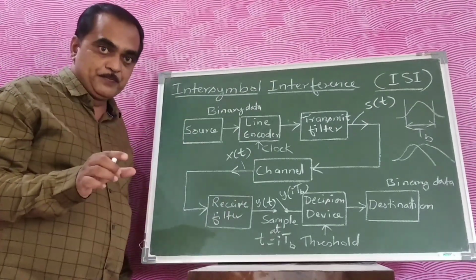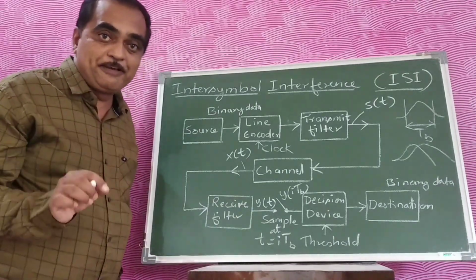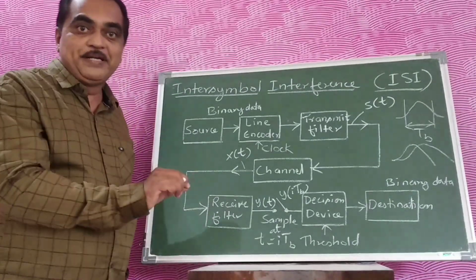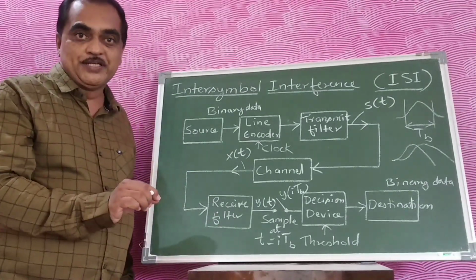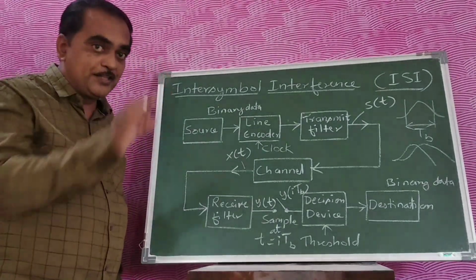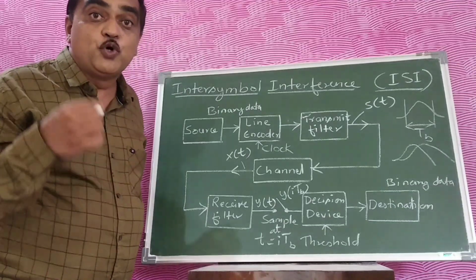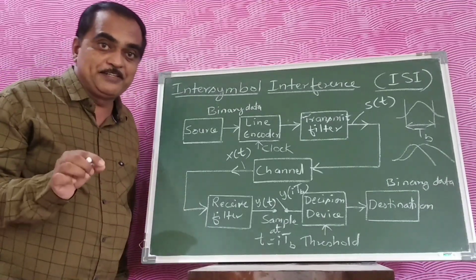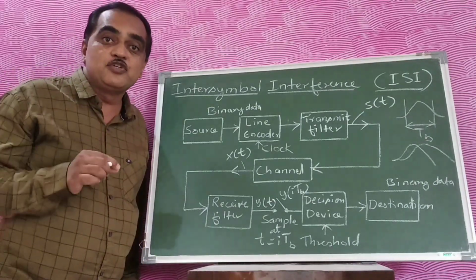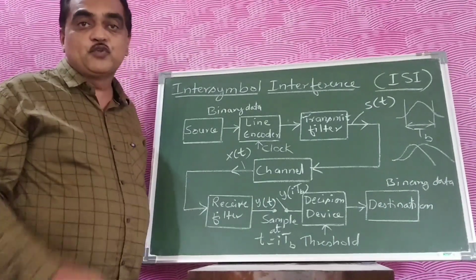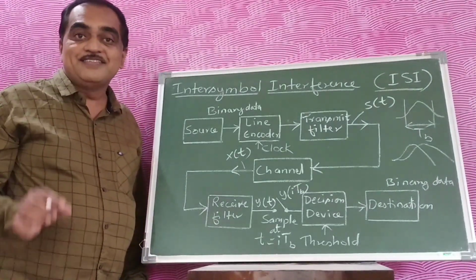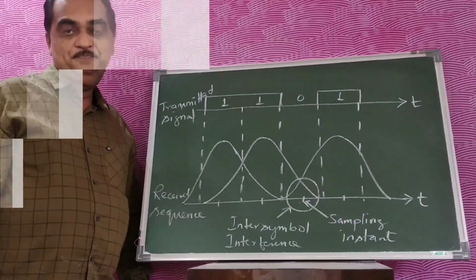So that effect is called the residual effect of all other bits on a particular bit which you want to decode, and you are not able to decode it properly. The residual effect of all other bits on a particular bit which you want to decode, because of which you are not able to detect whether it was binary 0 or binary 1, that effect is called intersymbol interference. It's called intersymbol interference.